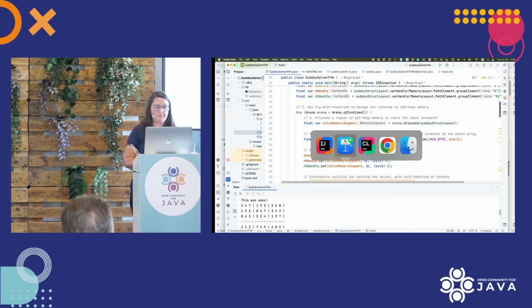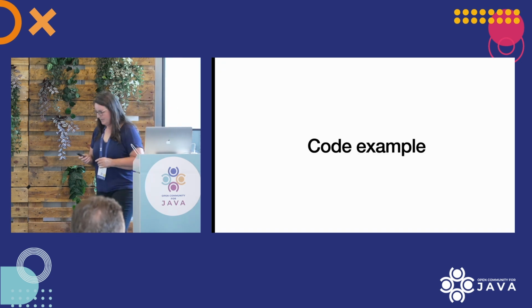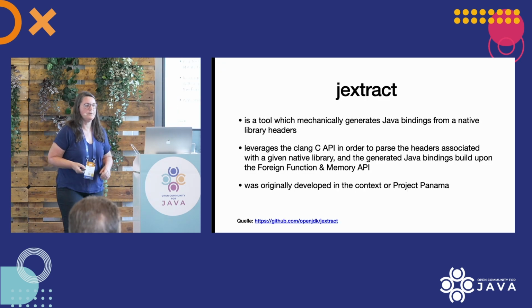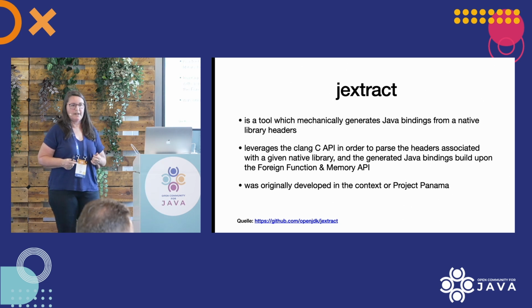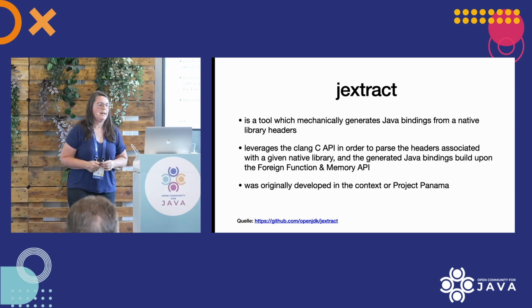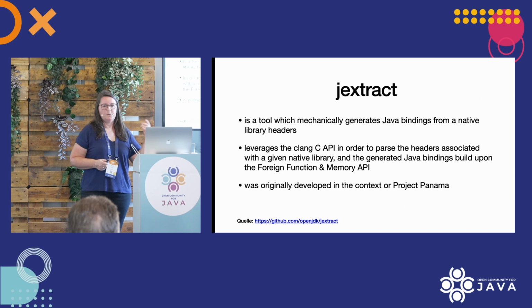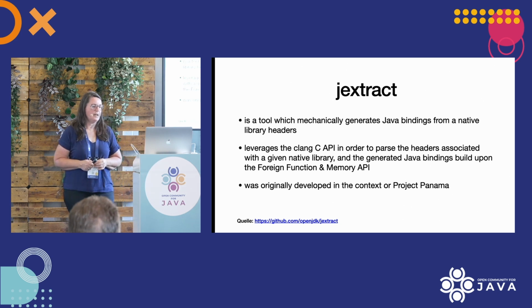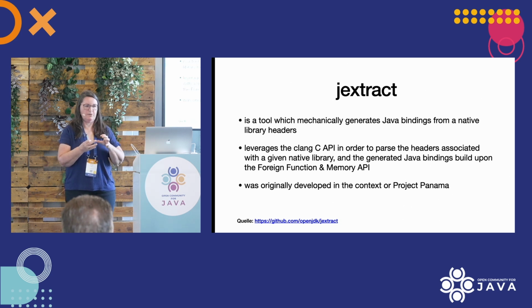But there's help. And the help is JExtract. JExtract is a separate tool, but it comes kind of together with the foreign function memory API. And JExtract just helps you creating these boilerplate stuff you don't want to take care of, you don't want to write yourself. But as I heard, it will not be included in the foreign function memory API, so it will stay a separate project or a separate tool.